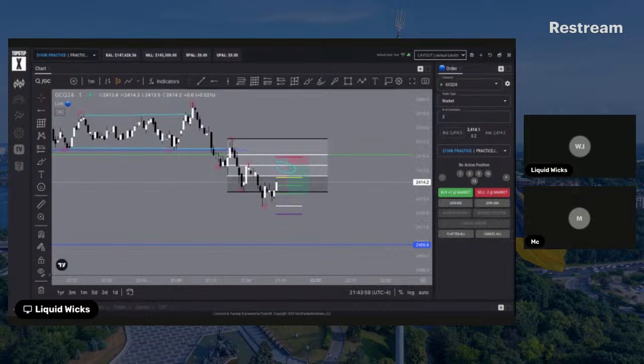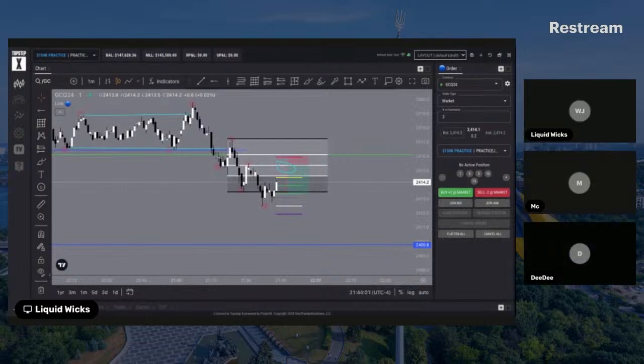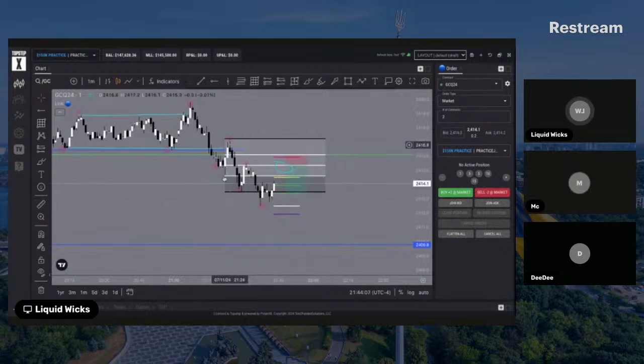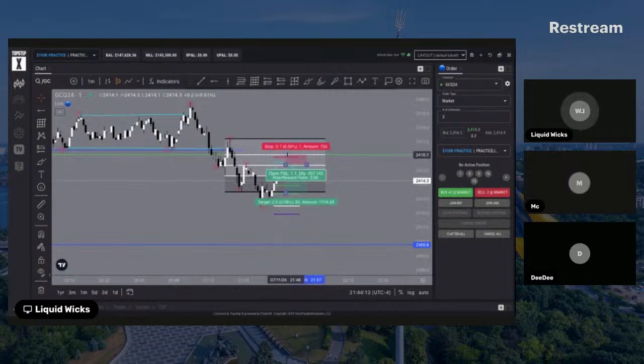Just gonna respect that high. Trying to break through it, should hit it and drop. The thesis is that we should respect this structure, pull back, and have our stop loss right below the 30 right over here.